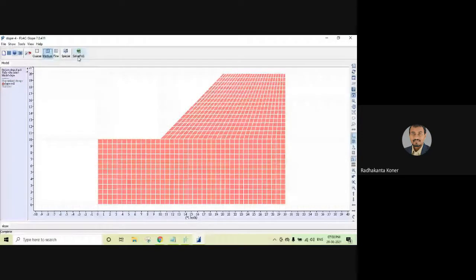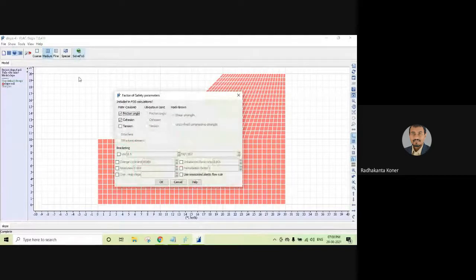Minus will ask you, what is the factor of safety? What is the stability factor? So the flat has come out. One minute. You stop it here.